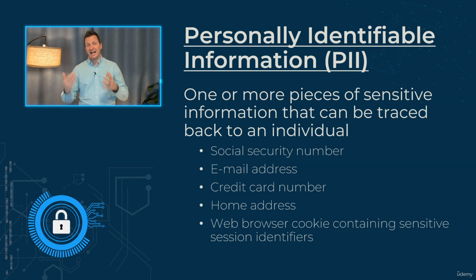Now, when we talk about protecting sensitive data, we're talking about things like personally identifiable information, or PII, that we've already mentioned. So really, this is one or more pieces of information that can be uniquely tracked back to an individual user. So what kind of things constitute PII? Well, we've got social insurance numbers in Canada or social security numbers in the United States, email addresses, credit card numbers, your home address, your mother's maiden name, web browser cookies that might contain unique session information. All of that can be uniquely traced, potentially, back to an individual. And so there are many data privacy laws and regulations that are designed to protect that type of data.